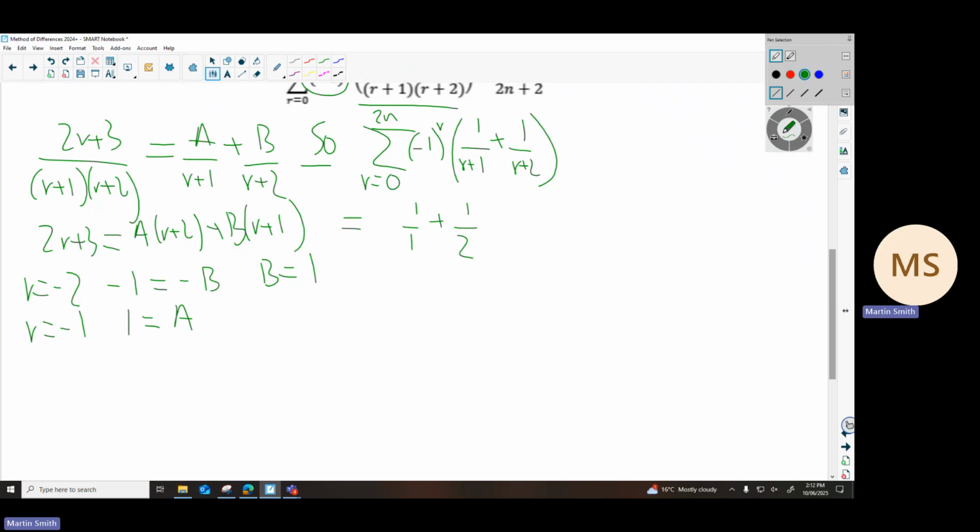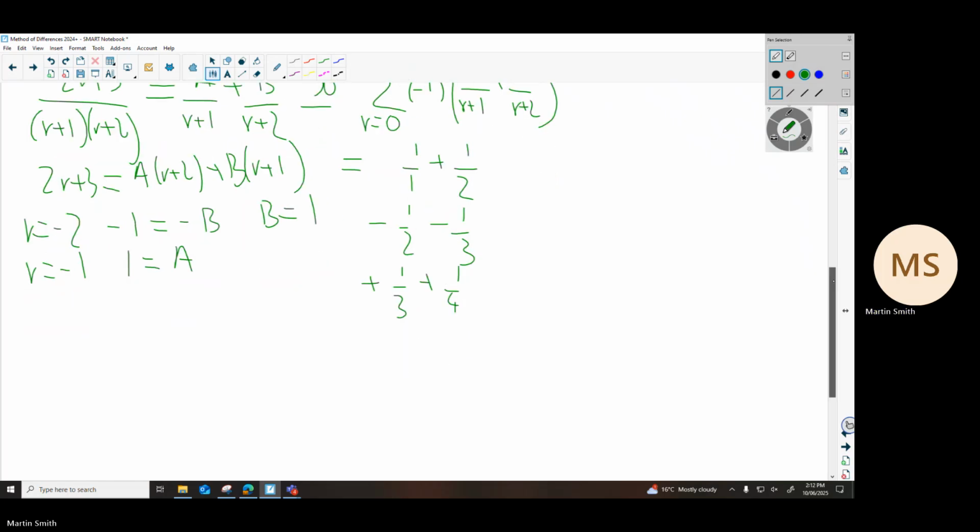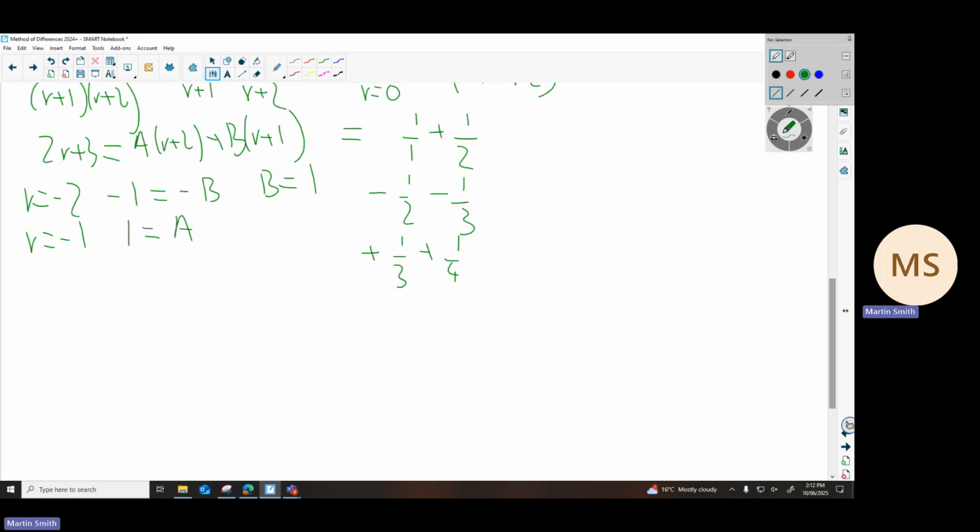Then sub in r is equal to 1. So minus 1 to the 1 is minus 1. So both of the terms are now going to become negative. So it's minus 1 over 2 minus 1 over 3. Then when r is equal to 2, minus 1 squared is 1. So it's positive. So it's going to be plus 1 over 3 plus 1 over 4. Can we see how the cancelling is going to work here? I think we can a little bit, and then keep on going to the end.